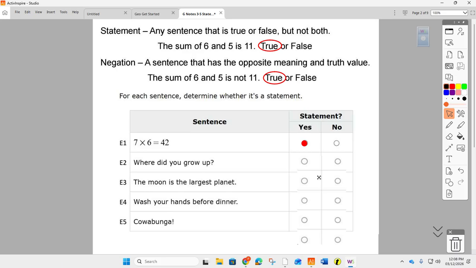Where did you grow up? That's a question, not a statement, right? The moon is the largest planet. Well, that is a statement. I'm pretty sure it happens to be false, but that is not the criteria, right? Wash your hands before dinner. Is that a statement? No, that's someone telling you to do something, like a directive. Now, if they said you should wash your hands before dinner, that would be a statement, right? Cowabunga. That's an exclamation, right? That is not a statement.